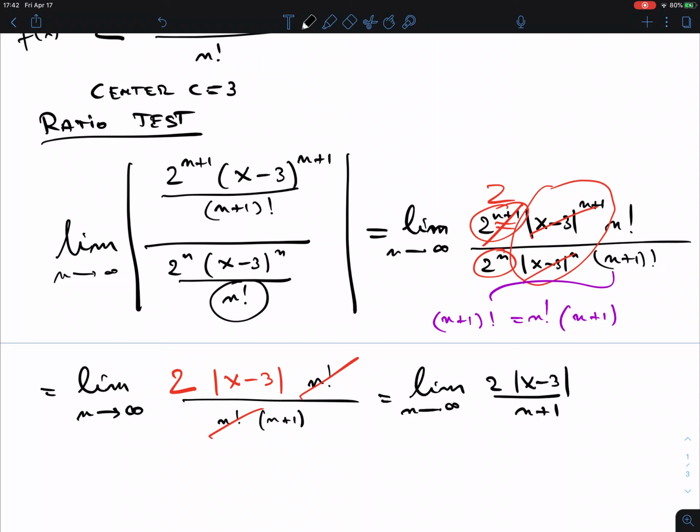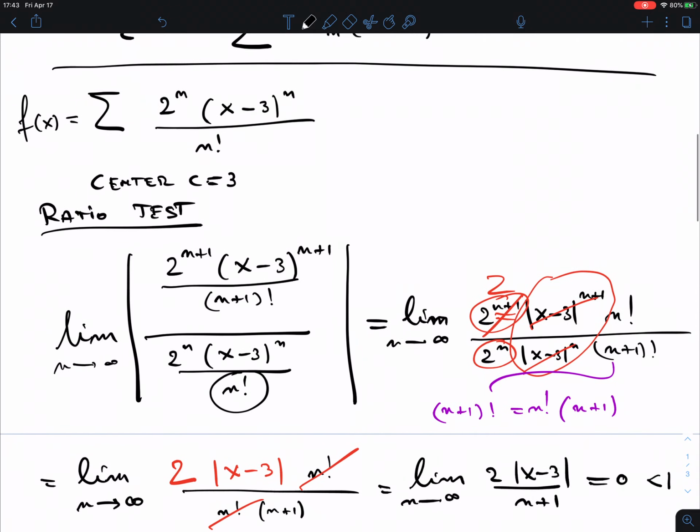Now, if I plug in infinity, what do I get? Infinity in the bottom, that's 0, right? So I get 0. So what does the ratio test say? If it is less than 1, it converges. So what is the conclusion here? We have a series that converges no matter what you plug in. Now, that's actually rather special. Most series will not have this property. And so I'll come back to this series in a little bit because it's more special than in general.